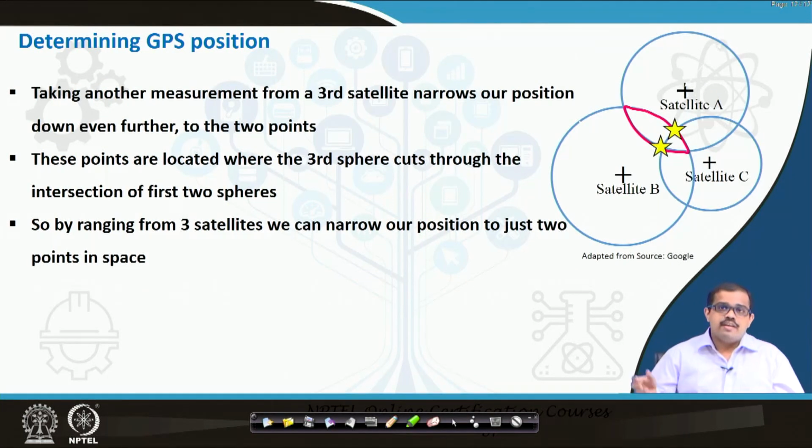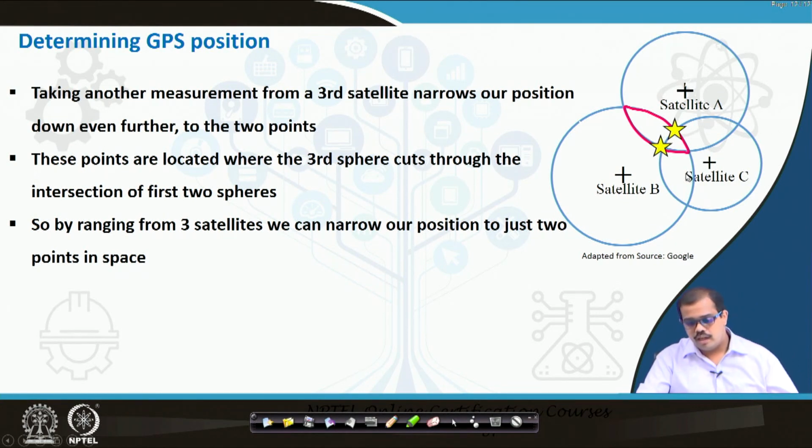Now, let us say we have the third satellite. The third satellite narrows our position further into any of these 2 points where it is intersecting the first 2 satellites. So, by the third satellite signal, we come down to where the sphere cuts at 2 points, and that is where the user is located, either point A or point B. Now, we know that either he is here or he is here, or she is here or she is here.